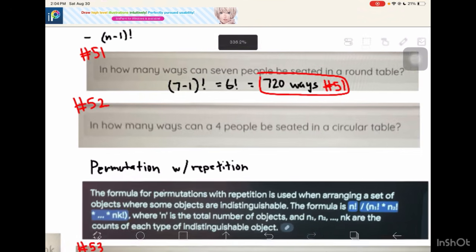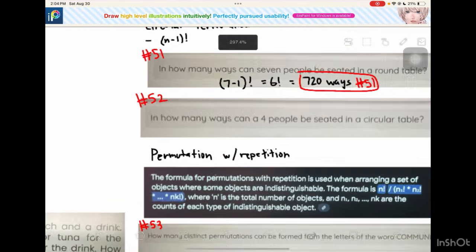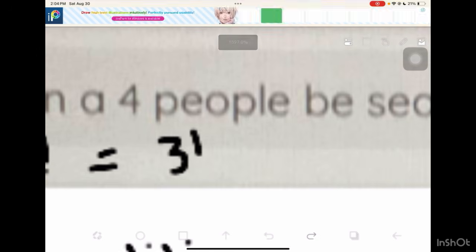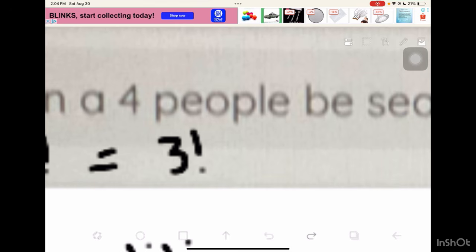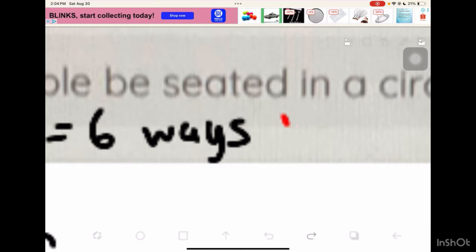All right, number 52. How many ways can four people be seated on a circular table? That's just going to be 4 minus 1 factorial, which is 3 factorial. 3 factorial is equal to 6. 6 ways. And that's our answer for number 52.